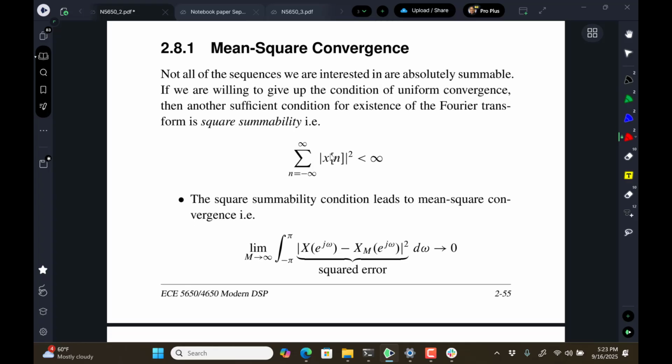However, not all sequences that we care about are absolutely summable. So then we have a lower class of signals or sequences that are mean square convergent. Mean square convergent means you have to give up the uniform convergence. That's nice for having a nice continuous function of omega, but we still get some useful properties. This is called square summability, and it just says the absolute sum of the squares.